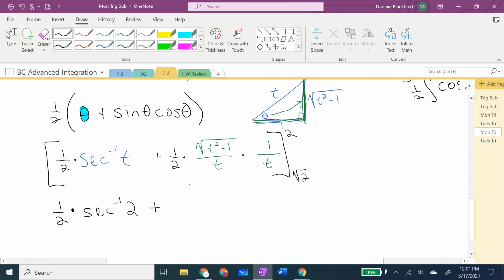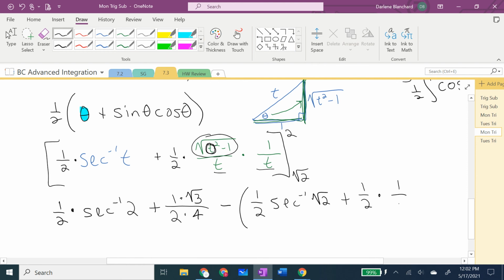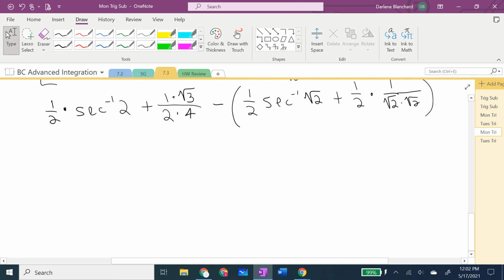Right now, I'm just going to plug in the stuff. So I've got my 1/2, and then plugging 2 in here, I'm getting the square root of 3 over 2 times 2, and then minus, I'm going back to my 1/2 inverse secant of root 2. And then if I plug root 2 in here, that gives me 1 over, and then root 2 times root 2. And you need to be ready to deal with simplification. There will be times in third semester calculus that it gets extremely tedious.